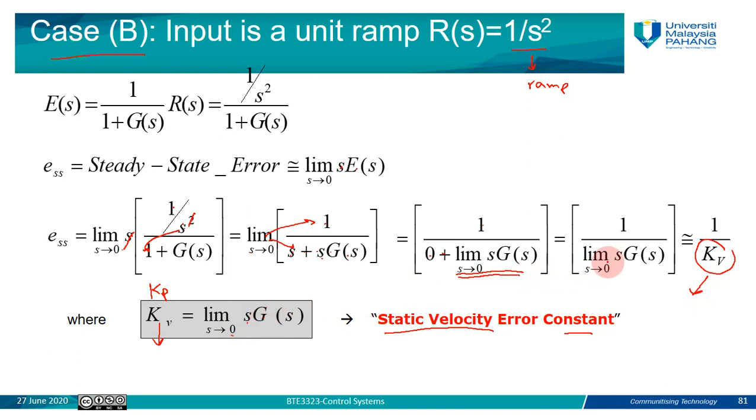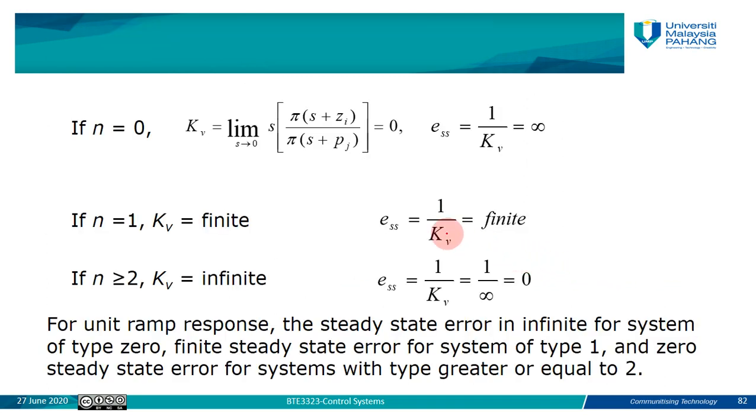Okay, here the limit as s goes to 0 of sG(s). Whatever is the value of G(s), you are going to multiply by s, you find Kv, then you find the value of the error. So as you can see here, if your system is type 0, it means your transfer function, as we said before, has no integration, there is no s alone. So it's like (s + 3) over (s + 1)(s + 2), for example.